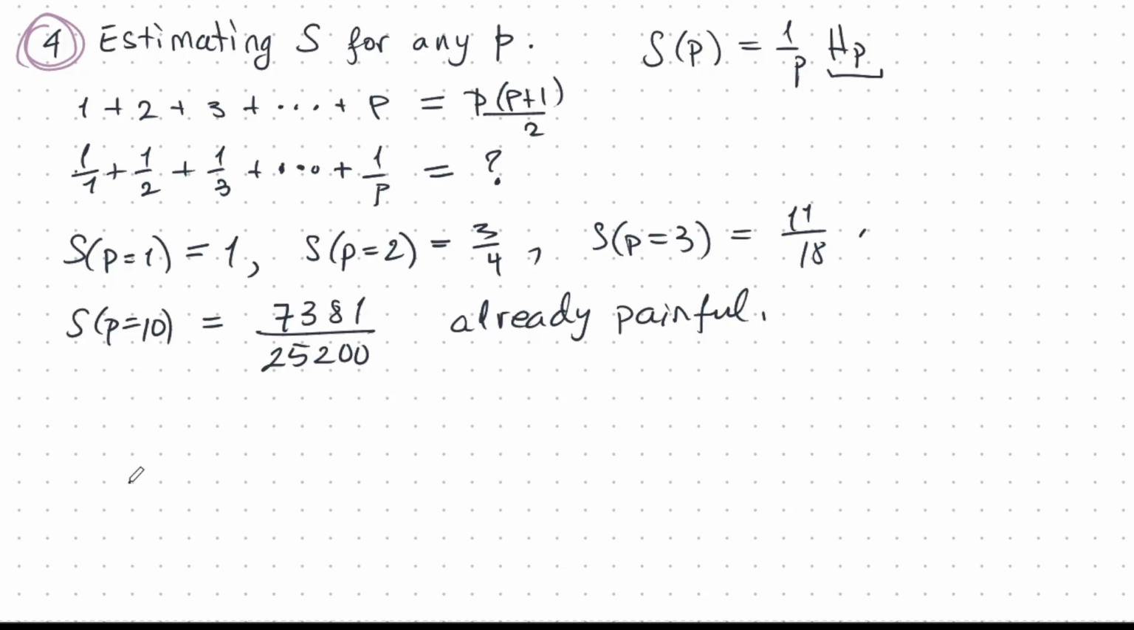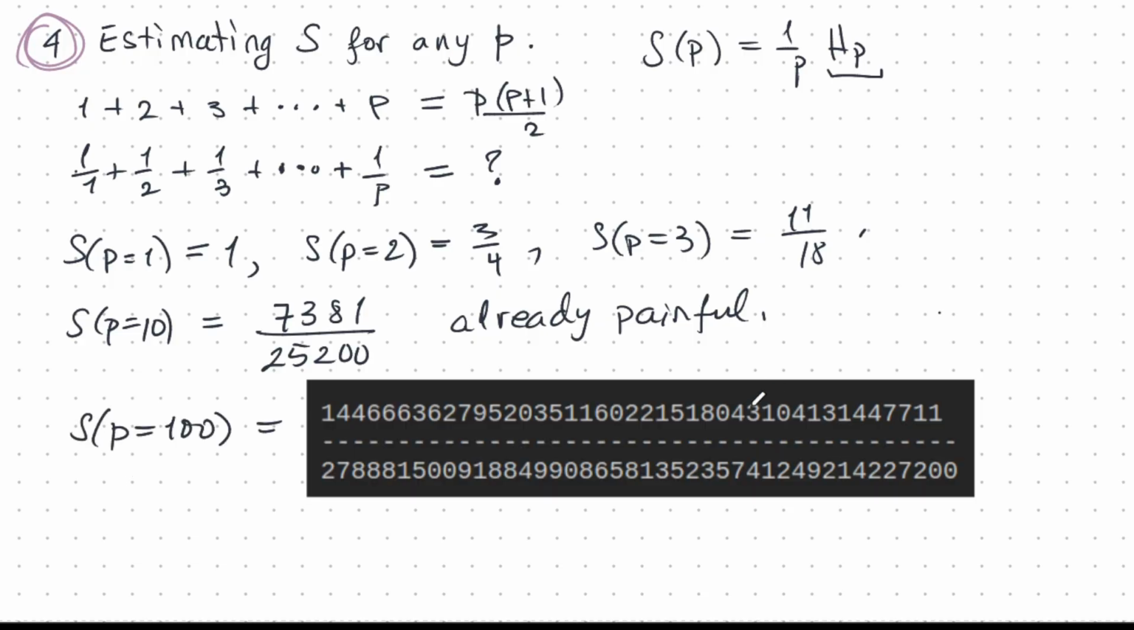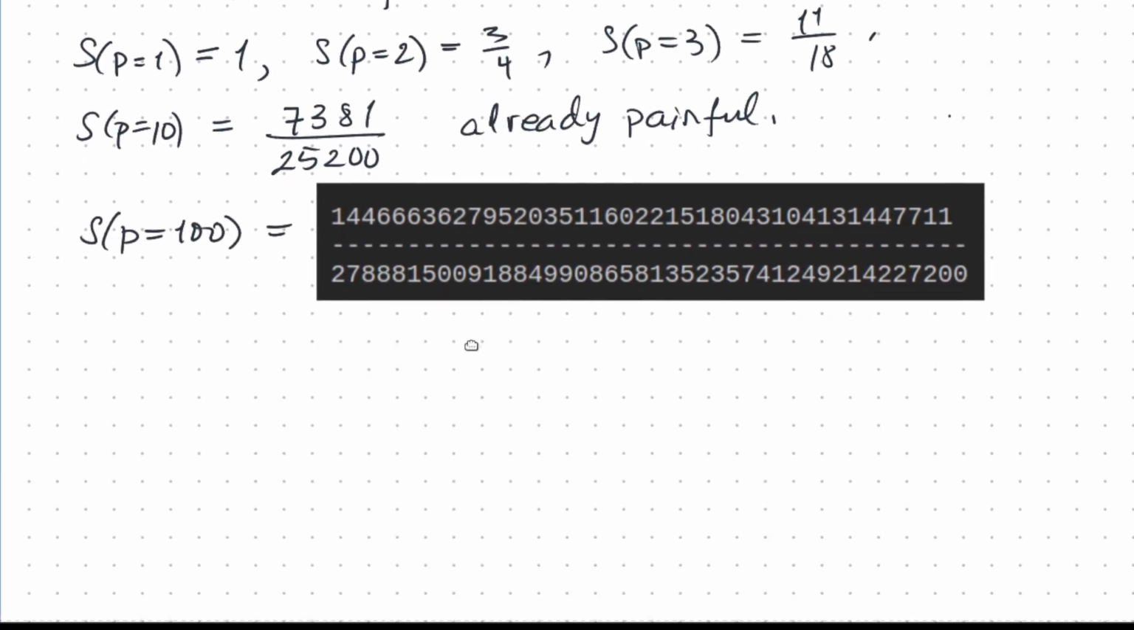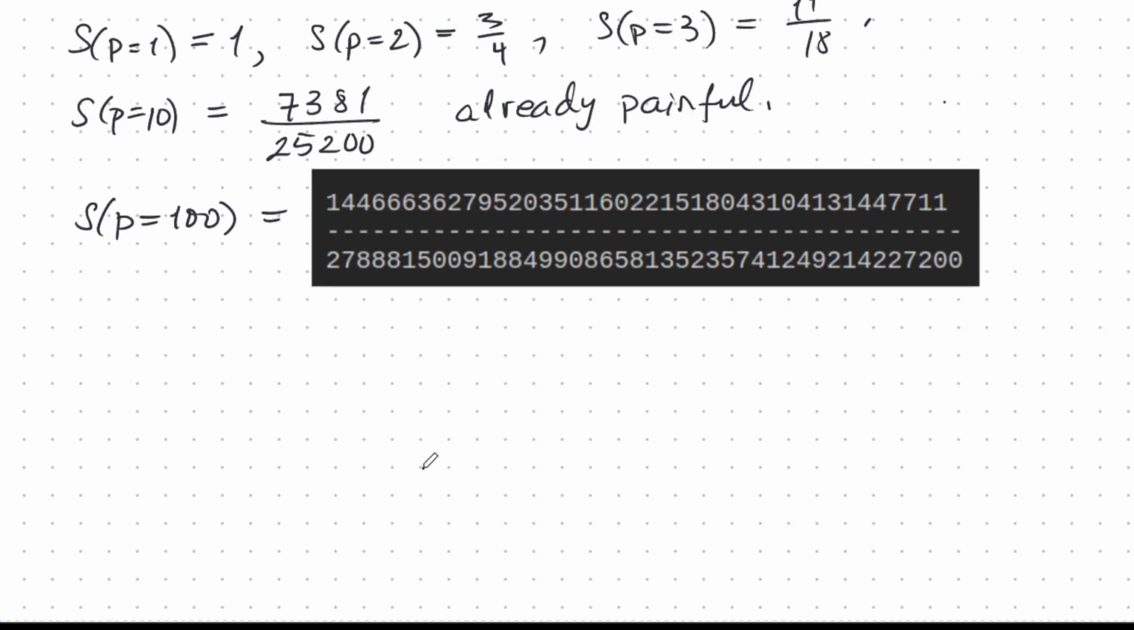Just for fun, what happens when P is 100? You get this enormous, massive rational number. And you see, if you don't have a special computer program to handle rational numbers, how are you going to compute these HPs? And how are you going to compute, finally, the SP? So you say, surely there must be some simple way to compute HP. I mean, there are simple ways for many of these simple sums or series, right? Well, there isn't. HP is special.